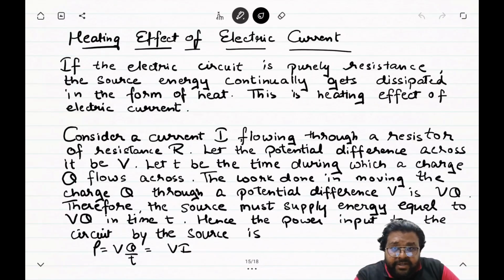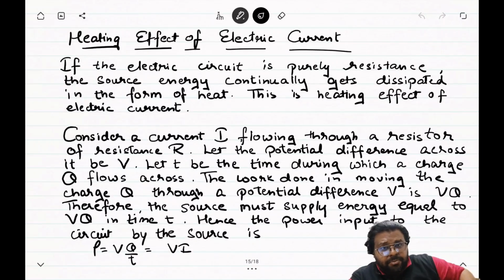Now talking about the heating effect of electric current, when there is an electric circuit which is purely resistance and the source of energy continuously provides charges, then the energy is dissipated in the form of heat. This dissipation is known as the heating effect of electric current.